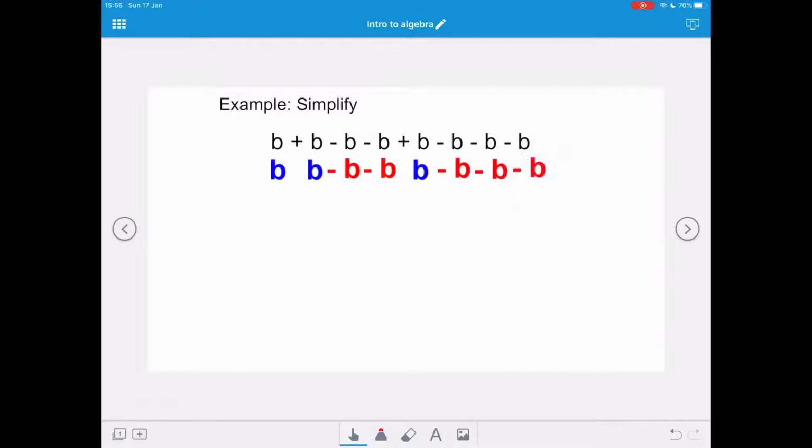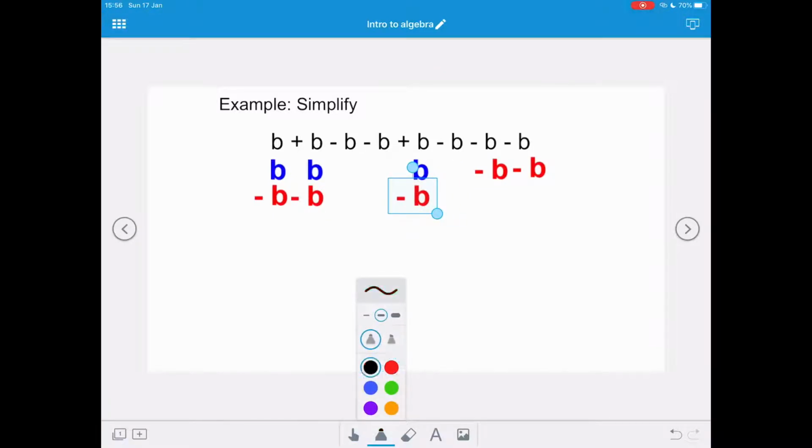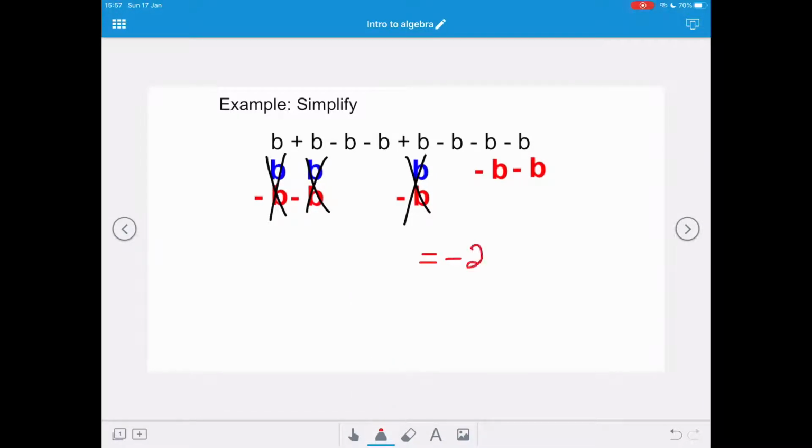Now, in order to simplify this expression, we need to pair up one positive with one negative to make a 0 pair and cancel them out, because we know that 1 take away 1 is 0, so b minus b is 0. So we've got 3 0 pairs, which equate to 0. And we're left over with 2 negative b's, and we know that negative 1 take away 1 would be negative 2. So negative b will equal negative 2b. Now remember that coefficient negative 2 must go in front of the letter, so it has to be negative 2b.